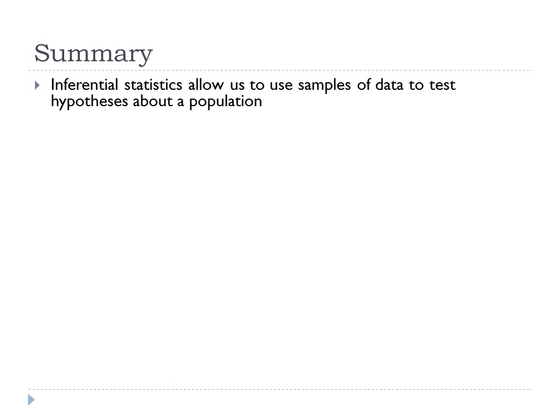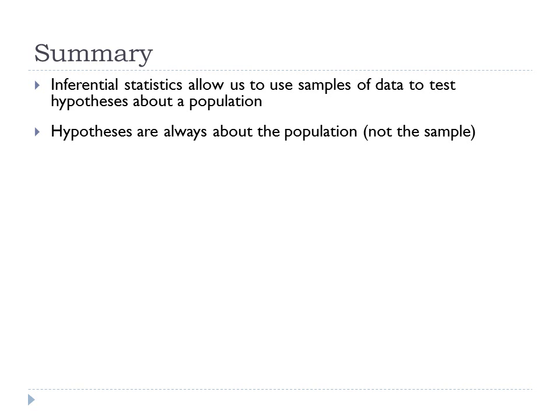So our hypotheses are always about the population, and our statistical tests always tell us about the probability that the null hypothesis is true in the population, not within our sample. We use the sample to draw conclusions about the population. Right? So hypotheses are always, always, always about the population, not the sample.